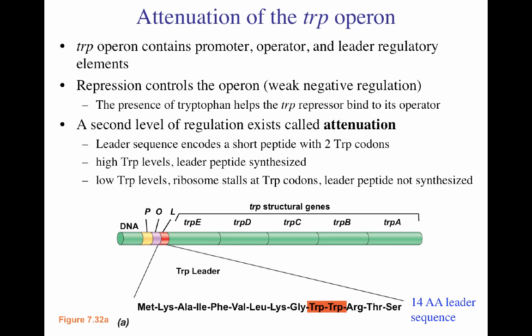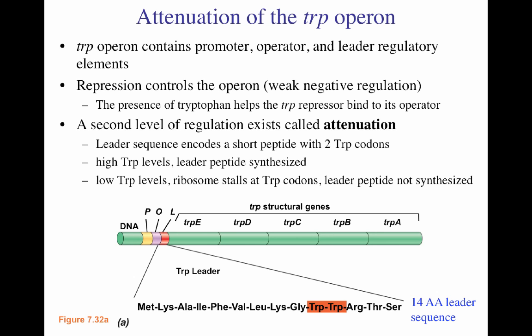In the presence of tryptophan, tryptophan repressor binds to the operator, kind of like the same way that arginine represses. So you have to have tryptophan present to help the trp repressor bind to this operator and inhibit transcription. But there is a second interesting way in which regulation exists, and that regulation happens by attenuation.